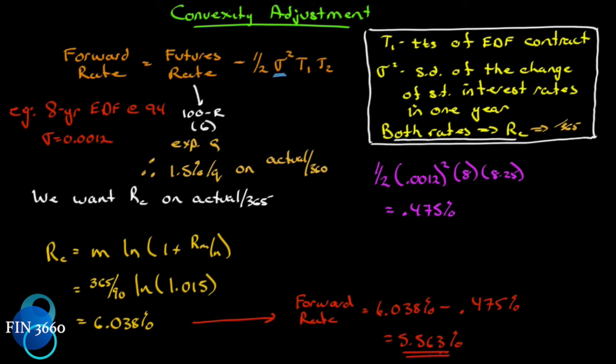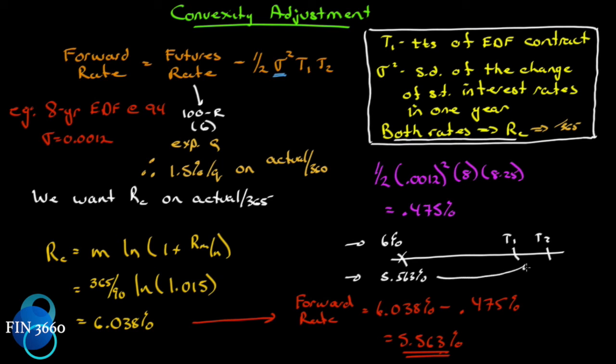So when we observe, if we're looking at a timeline for this future period of time, T1 to T2, and we're looking at entering a contract today on a Eurodollar futures contract, we'll see a quote of 6%. That's what we have at the 94. We'll see a quote of 6%, changed over to continuous compounding, minus a convexity adjustment, will tell us that on a forward rate agreement we should expect to see 5.563% for the same period of time.